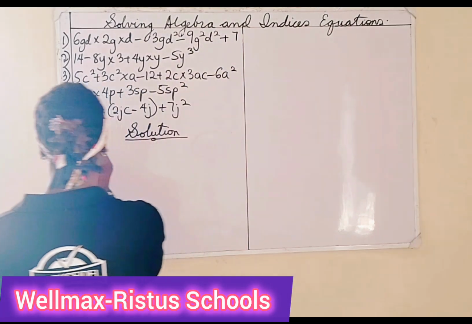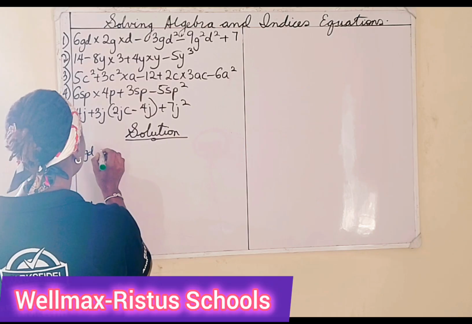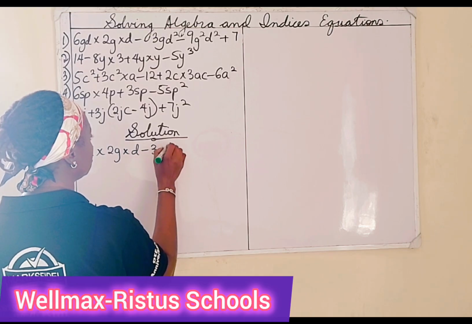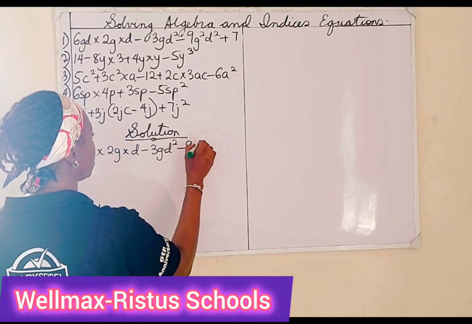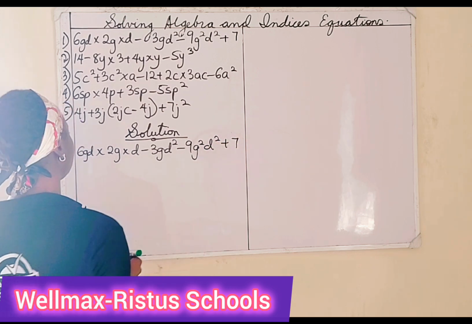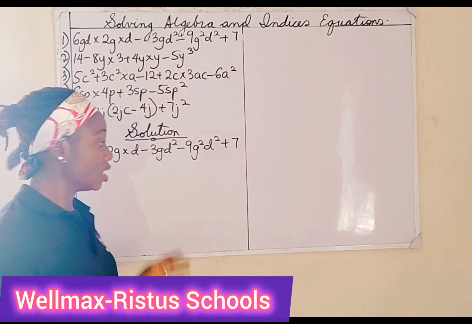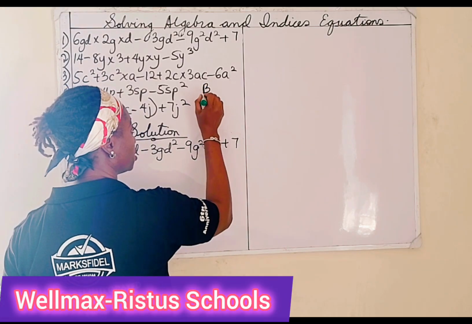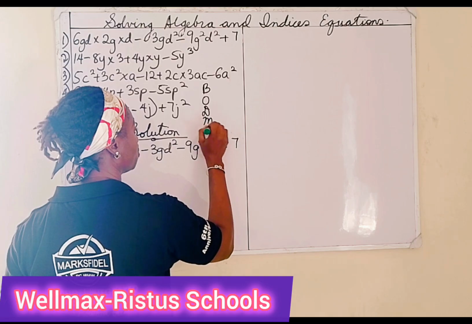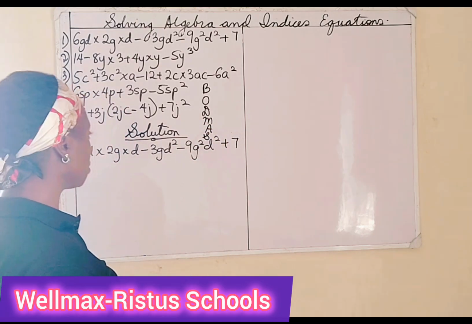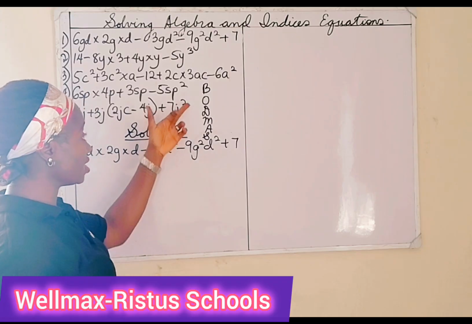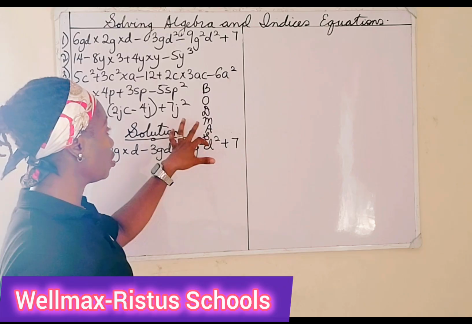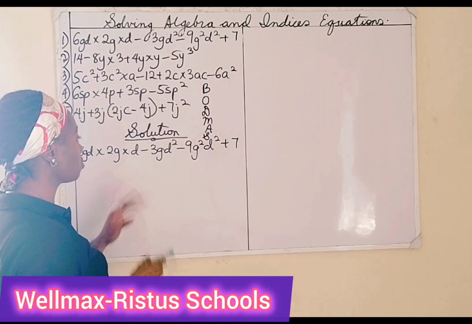Question 1, we have 6gd times 2g times d minus 3g d square minus 9g square d square plus 7. Now, what we're first going to do here is to follow the BODMAS principle. When you're solving indices, you also follow the BODMAS principle, okay? Now, what do we do first? We don't have any brackets here, right? Now, the next step is to what? Multiply. We're not dividing anything here. We're going to multiply these ones first.